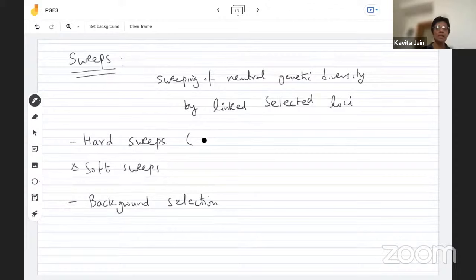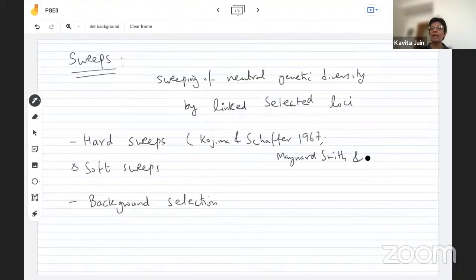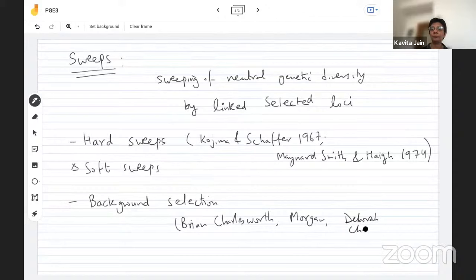So hard sweeps were first discussed by Kojima and Schaffer in '67, and then Maynard Smith and Haigh. In fact, Maynard Smith and Haigh were motivated by Lewontin's paradox. They called it a last-ditch attempt to save the neutral theory in order to explain Lewontin's observations. And background selection is by Brian Charlesworth, Morgan and Deborah Charlesworth, 1993. These two are what I want to describe to you.